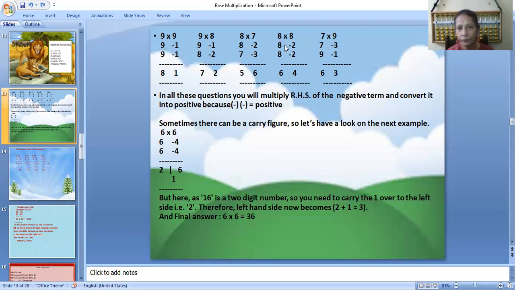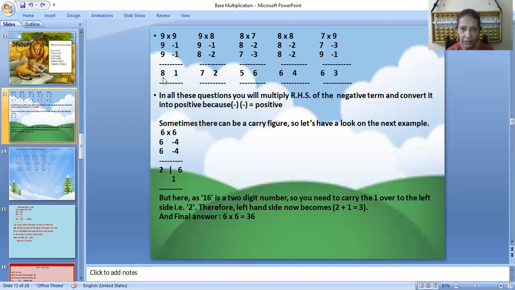8 into 8: 8 minus 10 is equal to minus 2. Here also 8 minus 10 is equal to minus 2. Minus 2 into minus 2 is equal to plus 4. Now you look here, 8 minus 2 is equal to 6. Like this you can solve it. Now 7 into 9: 7 minus 10 is equal to minus 3. 9 minus 10 is equal to minus 1. Now minus 3 into minus 1 is equal to plus 3. Now what will you do? You can do 7 minus 1, you will get 6. Or if you do 9 minus 3, then also you will get 6.